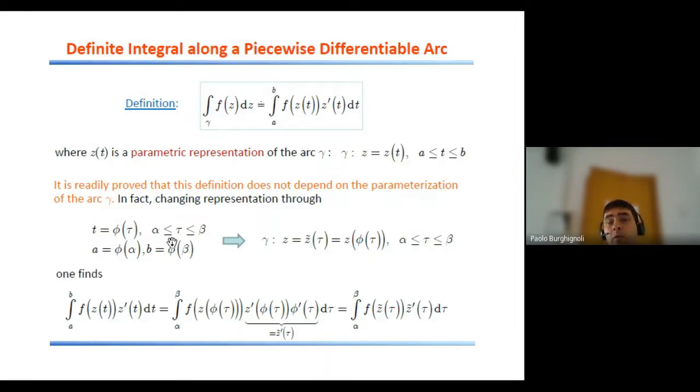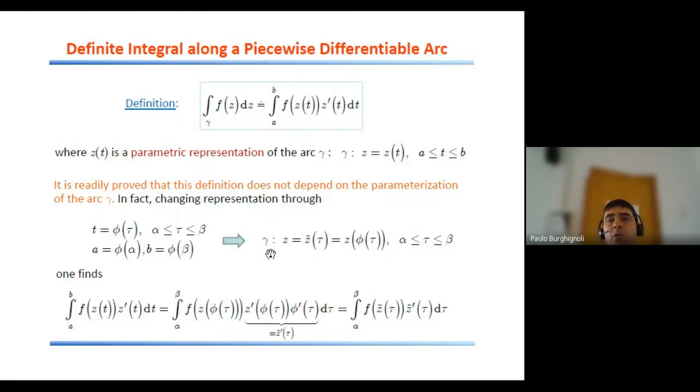Now, also the limits for the new parameter will be in general different. So instead of going from a to b, we go from alpha to beta, where a is the image of alpha through the mapping phi, and b is the image of beta through the mapping phi.